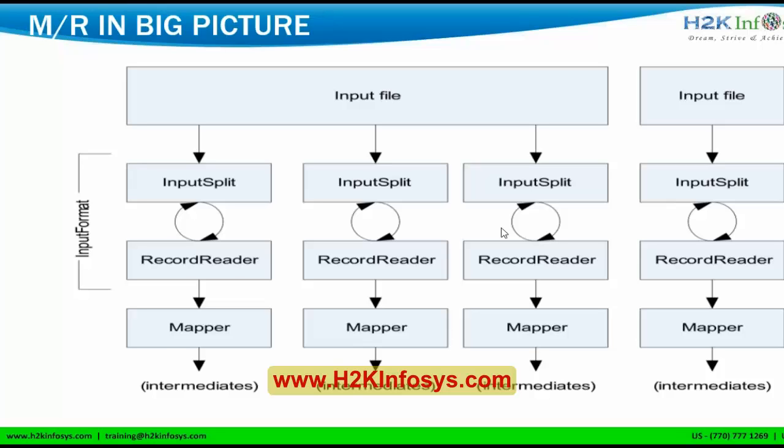So the input format has a record reader such that it will read all our input splits in the form of key value pairs, and once it is ready with that format, it will send all these values to our mapper function. For each input split there will be, internally, a default record reader which converts it into key values, and then our mapper phase starts.